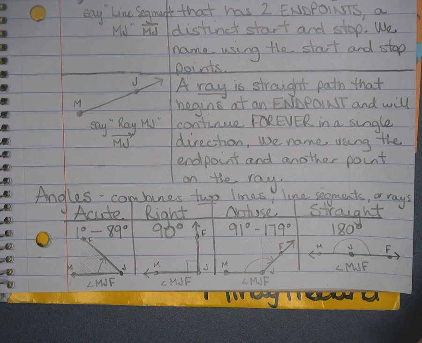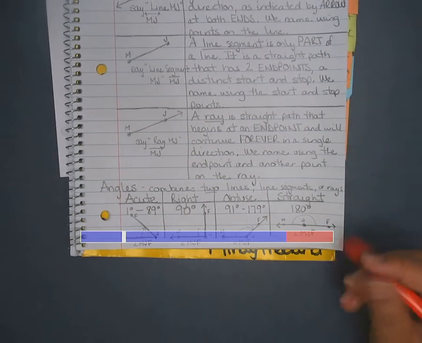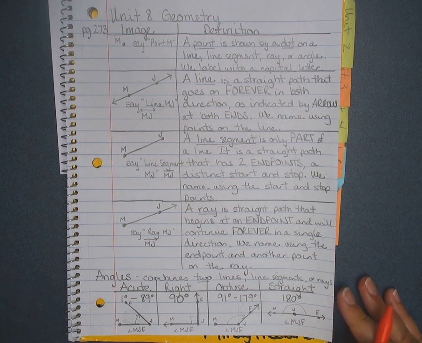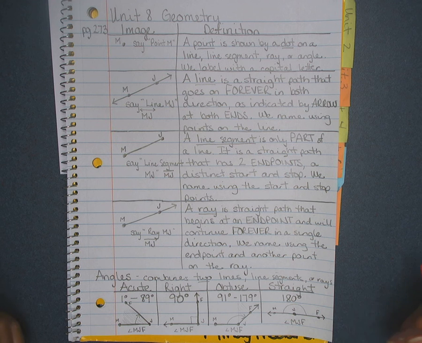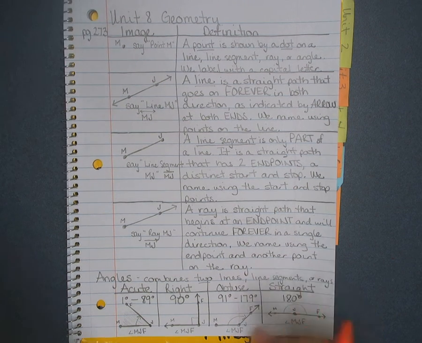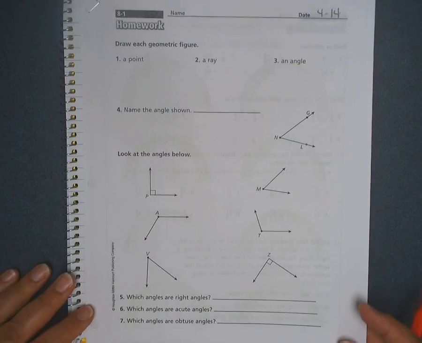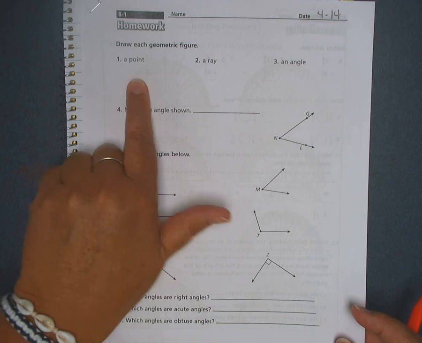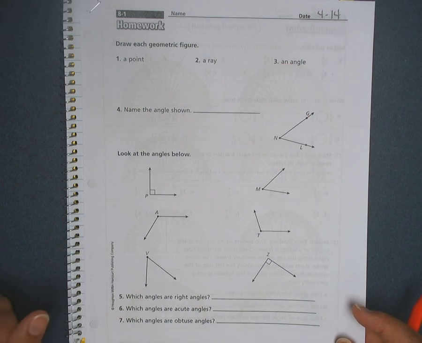So hopefully with that discussion and with the help of some of the other videos that I've shared and the help of your textbook where all of this is again laid out, you should be pretty successful in completing your assignment today. You are being assigned all of the questions on the front of 8-1 and all of the questions on the back. So the first part, draw an example of each. So draw me a point, draw me a ray, draw me an angle.